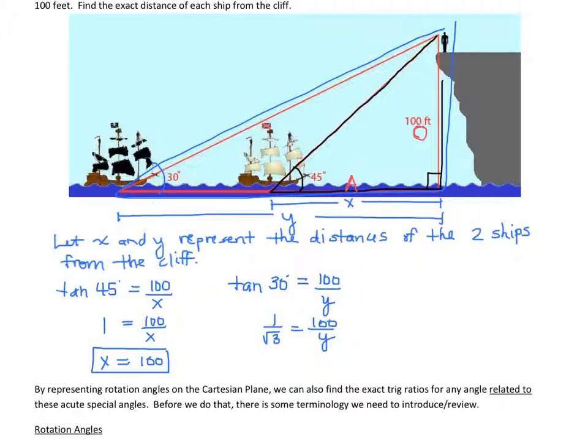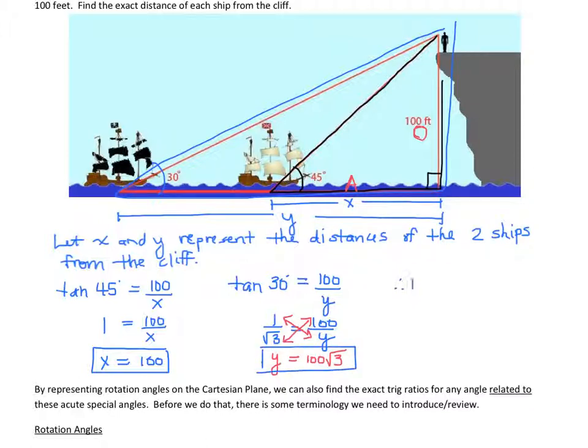And this would be a case where I could use a bit of a shortcut and cross multiply to solve for y. Okay, so cross multiplying would give me 1 times y, which is y, is equal to 100 times root 3, which I would leave in exact form, and that would be my final answer.